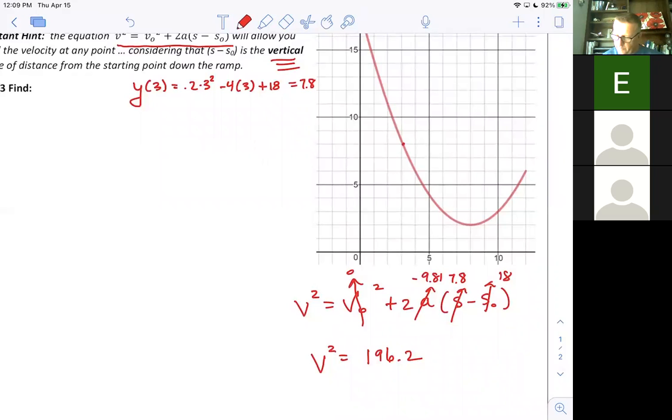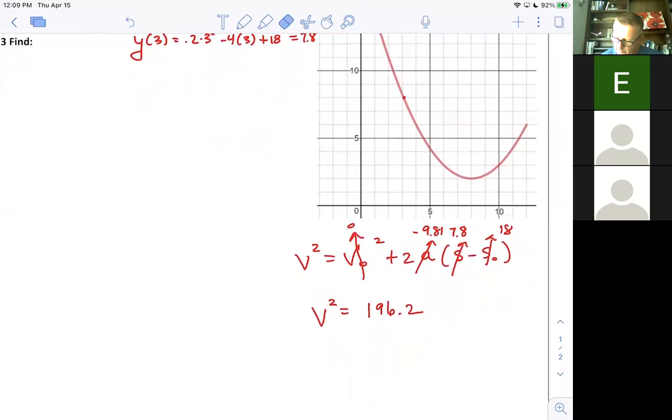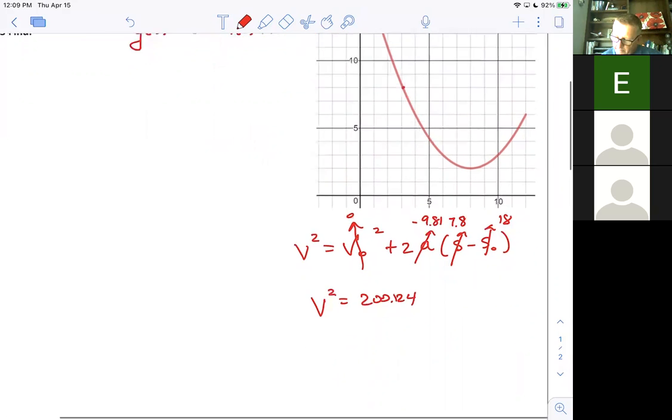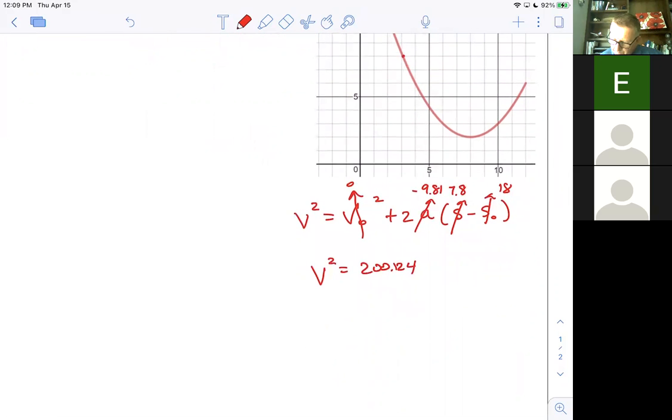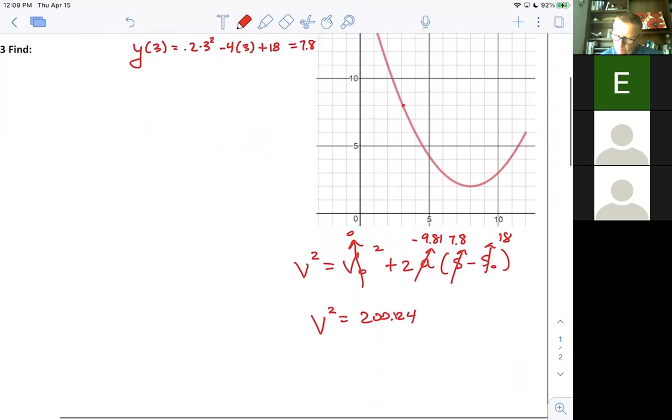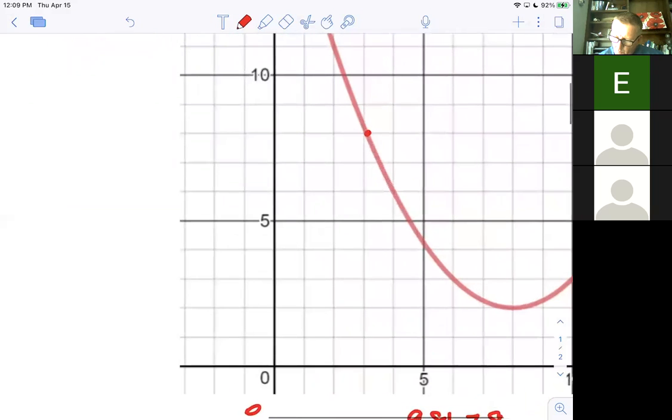Yeah, that's where I got the 200. So v squared is 200 point something. 200.124. And if I take the square root of that, I get 14.15. So that's kind of cool that you can work your way down here.